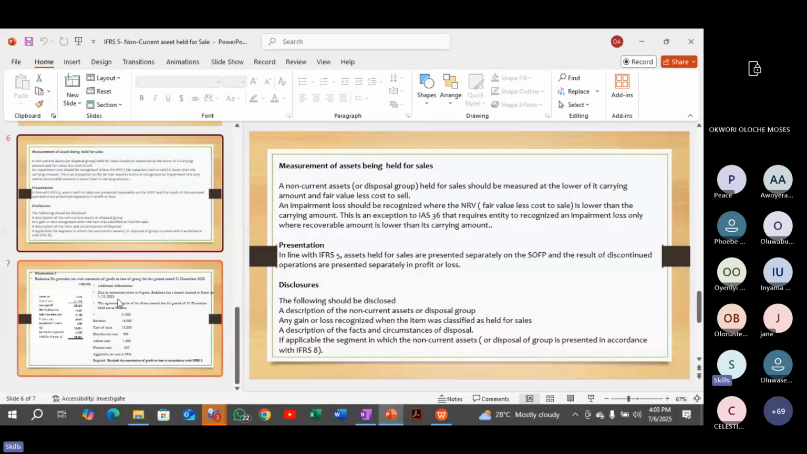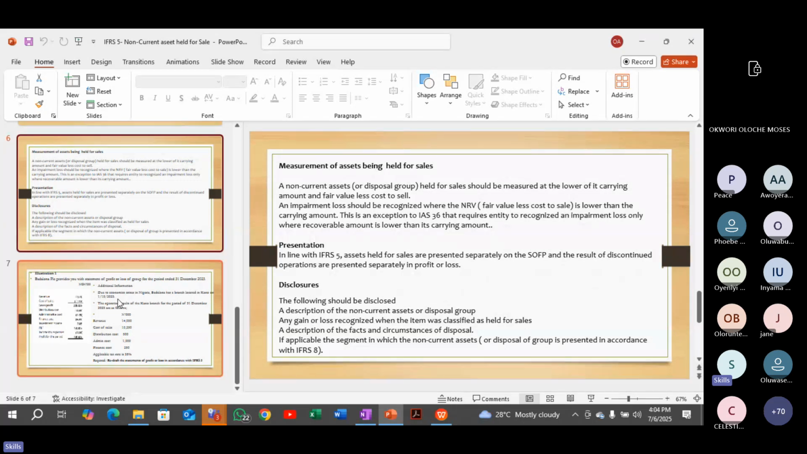Okay. The next one is my what? Asset being held for sale. How do you measure it? A non-current asset or disposal group held for sale should be measured at the lower of its carrying amount and fair value less cost to sell. That is your NRV, fair value less cost to sell.